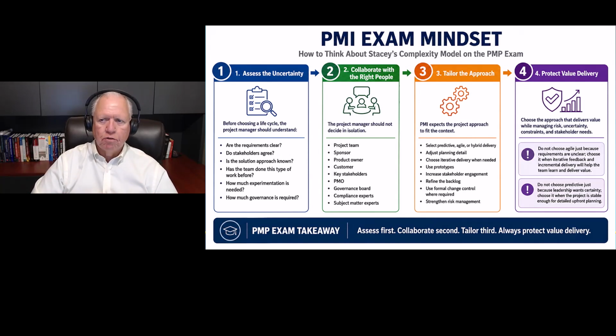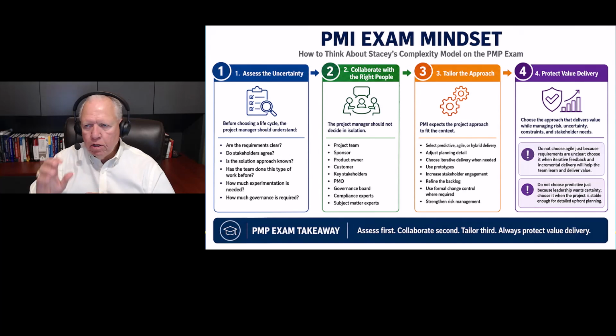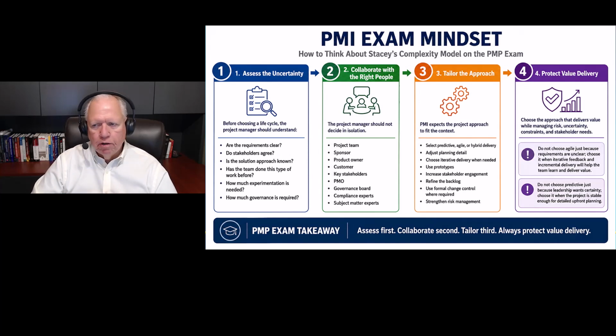So you want to tailor the right approach. And then last, protect value delivery. Choose the approach that delivers value while managing risk. You're not just completing a project, you're delivering benefits and value to the customer. So you assess first, collaborate, tailor, and then protect the value. And by following those steps, you'll come up with a better answer for your test question.